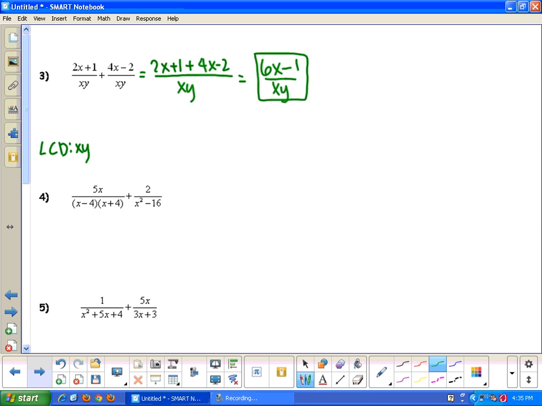And I know the other day we were talking about restrictions, but from now on, we're going to assume that any variable in our denominator cannot be equal to 0. So let's do question number 4.